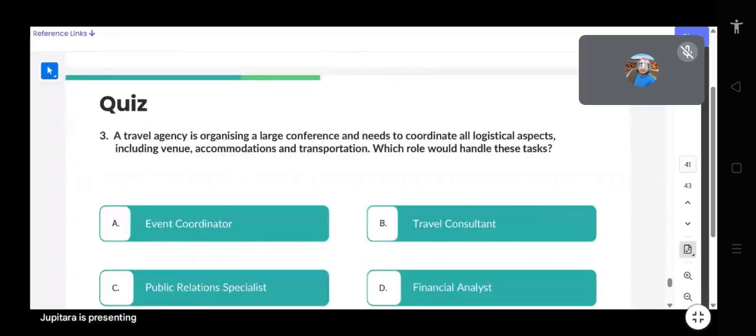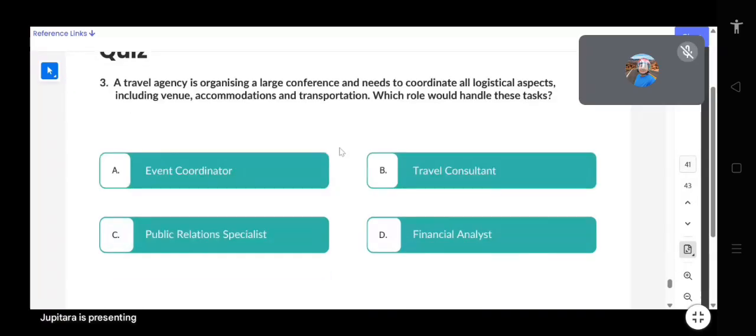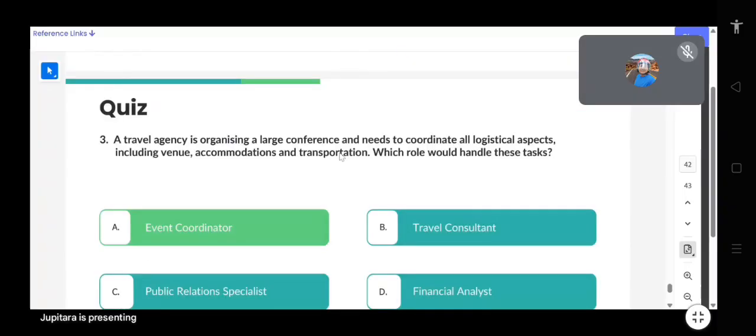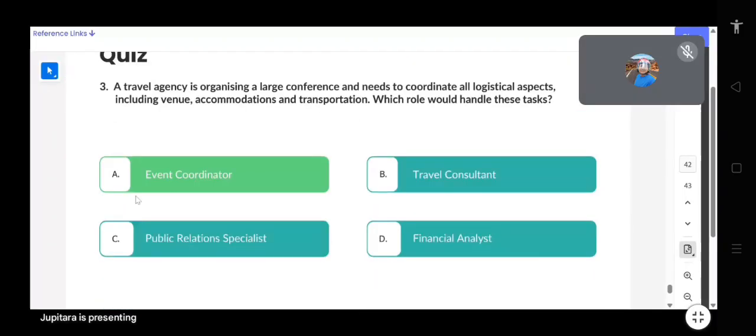A travel agency is organizing a large conference and needs to coordinate all logistic aspects, including venue, accommodation, and transportation. Which role would handle this task? Travel consultant. Event coordinator. It is an event, right? A large conference. Event coordinator, what is the role of an event coordinator? An event coordinator will be trying to make sure that all the items or activities required to efficiently make a successful event happen is the main purpose of an event coordinator. Okay.